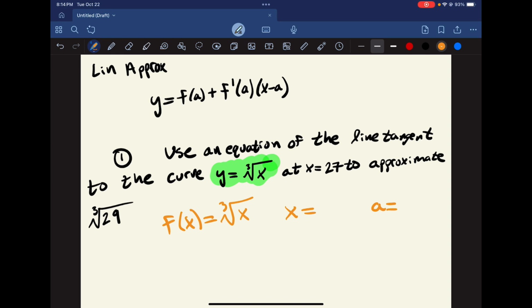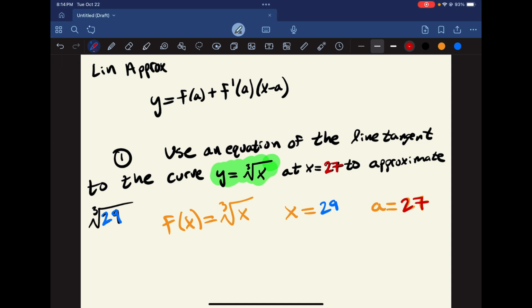And then it's telling you at the base point x equals 27. That is actually going to be our a, because our a is what point we make the approximation at. And then our x is actually going to be 29, which we have here. So here, I'll color code it a little bit. So this is where we get it from.